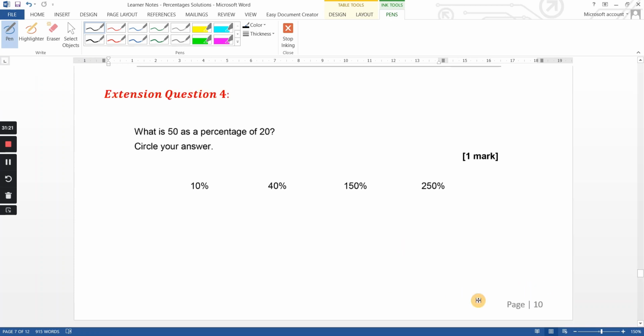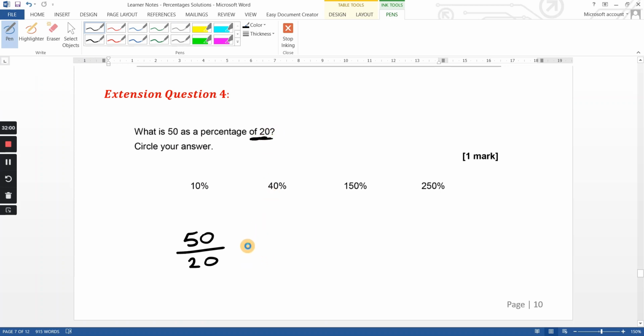Extension question 4. What is 50 as a percentage of 20? Circle your answer. Well, when it says 50 as a percentage of 20, it's out of 20, so you have to write it in this order. It's not necessarily going to be 20 over 50. It's not always the case where it's the smaller number on the top and the bigger number at the bottom. Always look what it's out of in the question. And in this case, it's out of 20.